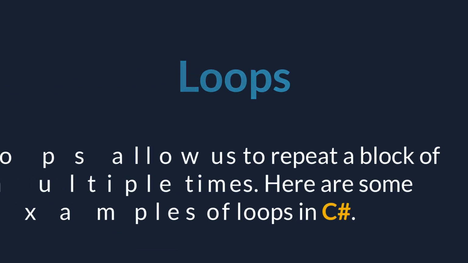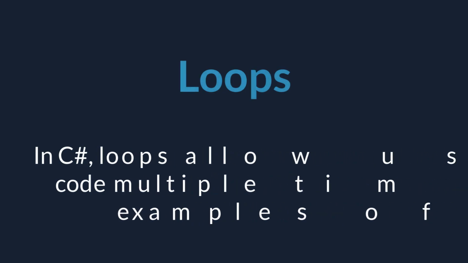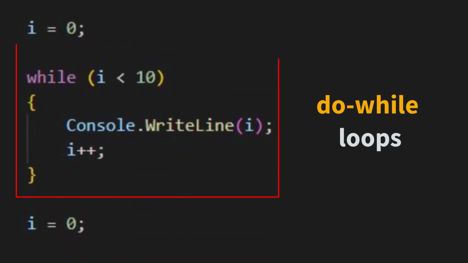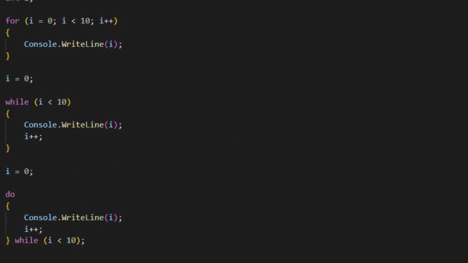Lastly, let's talk about loops. In C#, loops allow us to repeat a block of code multiple times. Here are some examples of loops in C#. As you can see, we have for loops, while loops, and do-while loops. These loops allow us to perform repetitive actions and iterate through data.